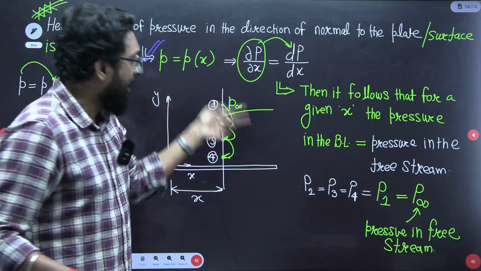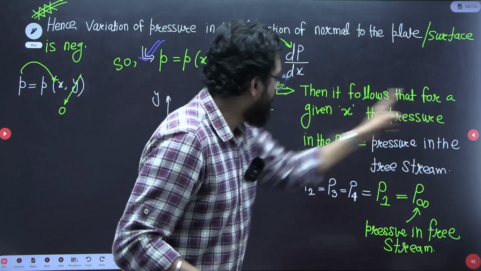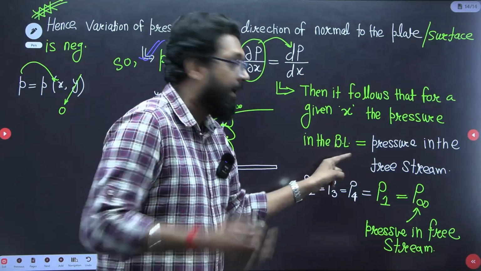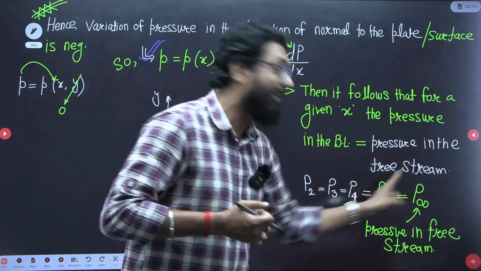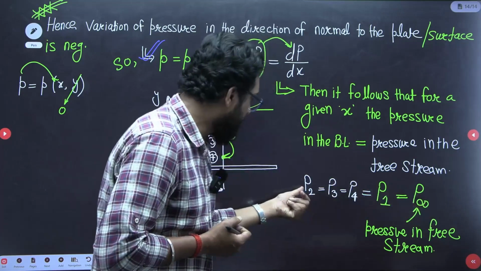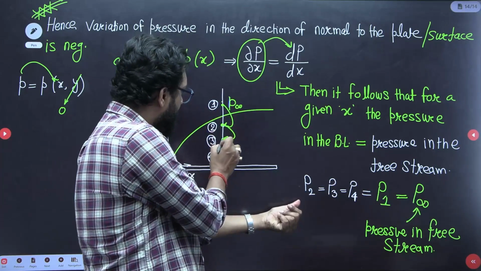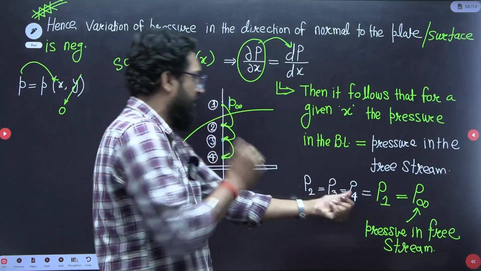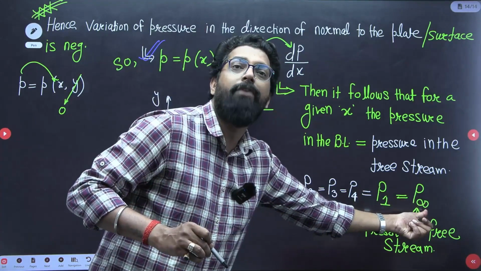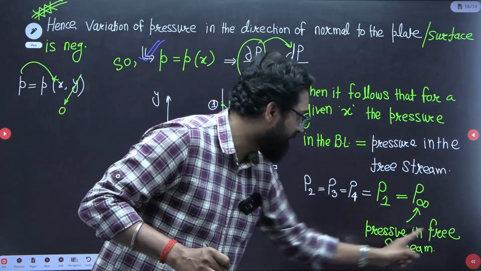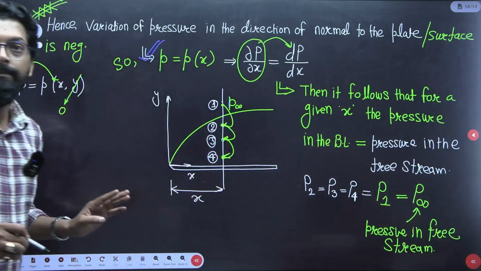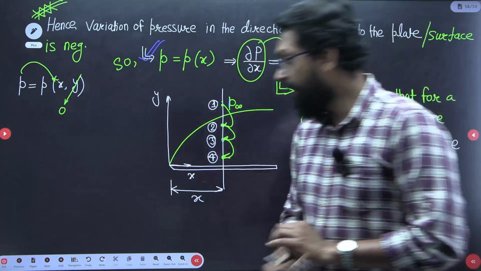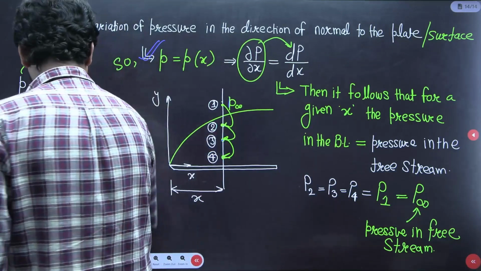It follows that for a given x, the pressure in the boundary layer is exactly equal to the pressure in the free stream. That means the pressure at 2, 3, and 4 is the same as the free stream pressure, and the free stream pressure is P infinity. This is the very important conclusion.